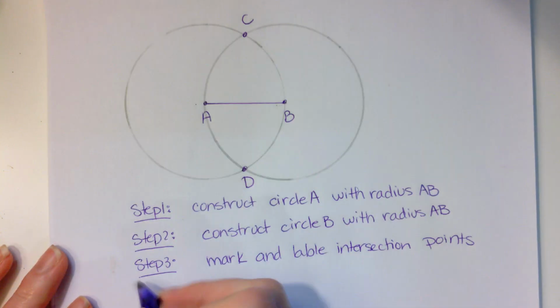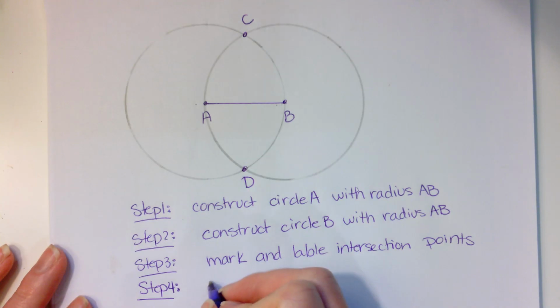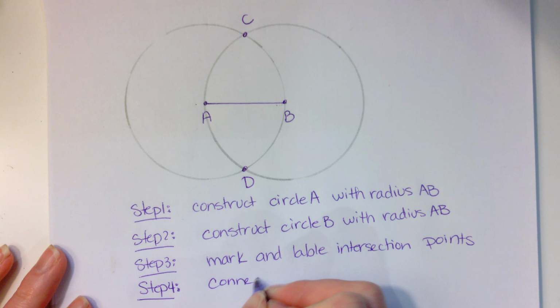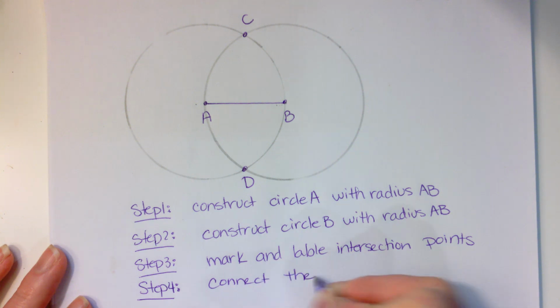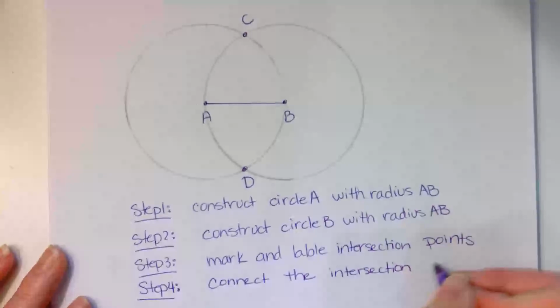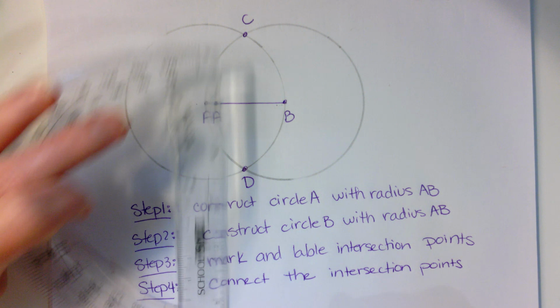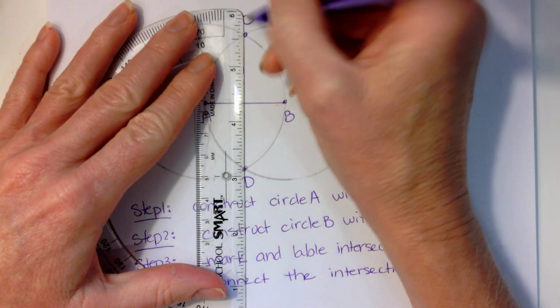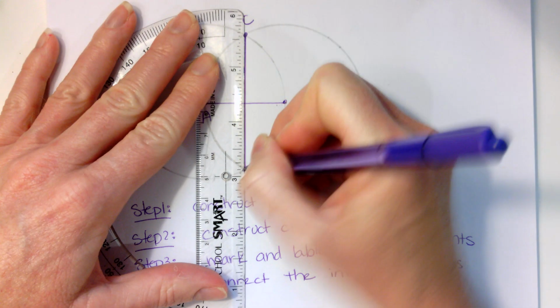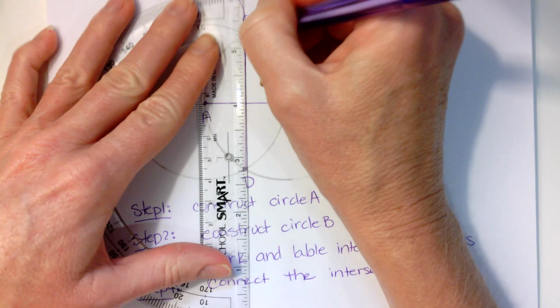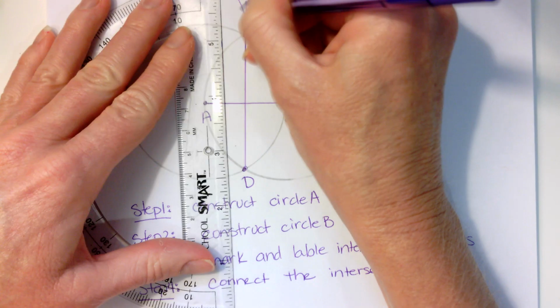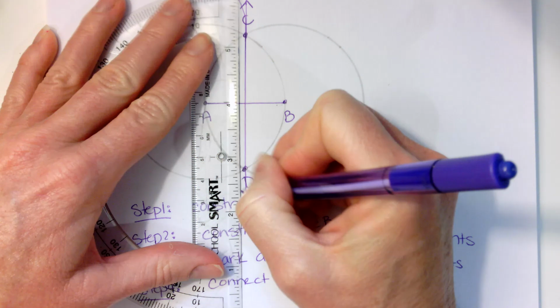So our very last step, step 4, is to use a straight edge and connect the intersection points. In this case, it's C and D. So let's grab our straight edge. Let's line up C and D, and you can connect them. You can stop at C and D, or you can go on. Oops, that was not very good. I'm going to put an arrow at the top. I'm going to go ahead and do a line here.